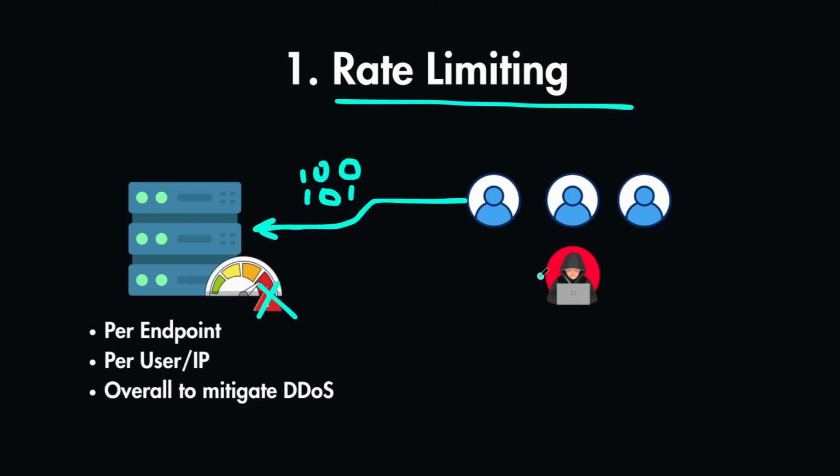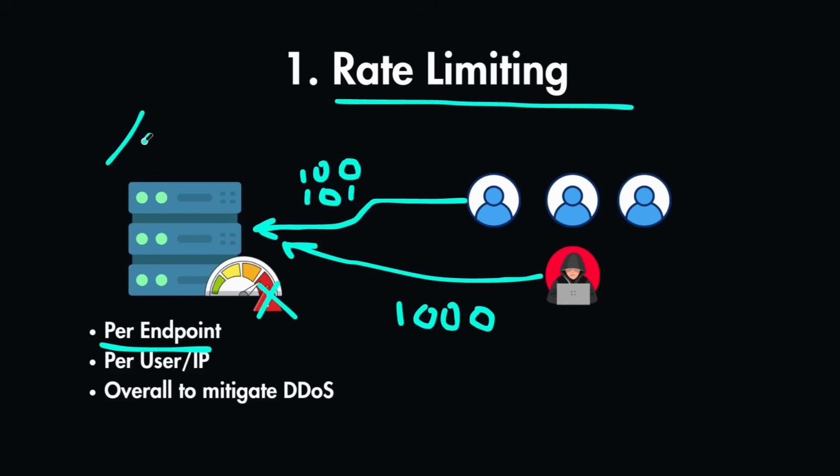If you don't set this to your API, then attackers can overwhelm your system. They can send thousands of requests per minute and then overwhelm your API, which will take your system down, or it can also brute force your data. And these rate limits can be set per endpoint.